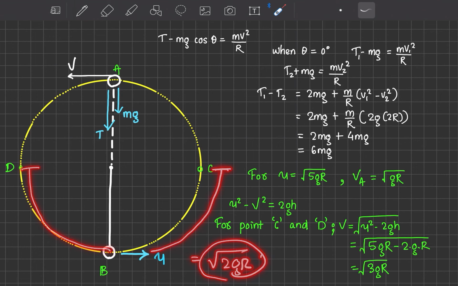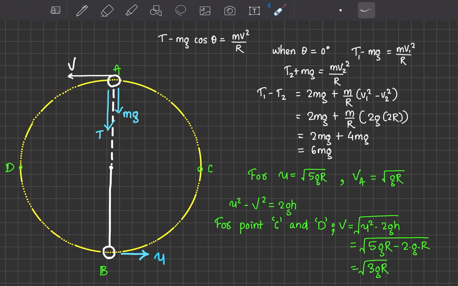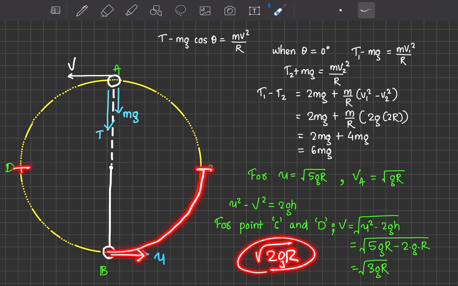Okay, so we should not get confused with these values, root over of 2gr and root over of 3gr. Root over of 3gr is the velocity at C when the velocity at the bottommost point is root over of 5gr, and root over of 2gr is the velocity at the bottommost point if the particle is just able to reach the point C or D. In that case we use this value.